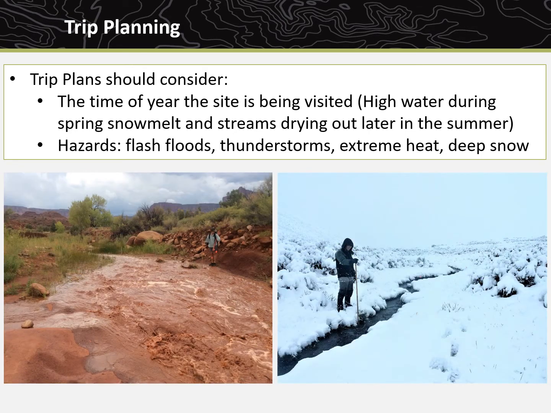Other environmental considerations are flash floods in areas that experience monsoon seasons, dangerous mid-afternoon thunderstorms, extreme heat, and deep snow that may be present at high elevations early in the season.